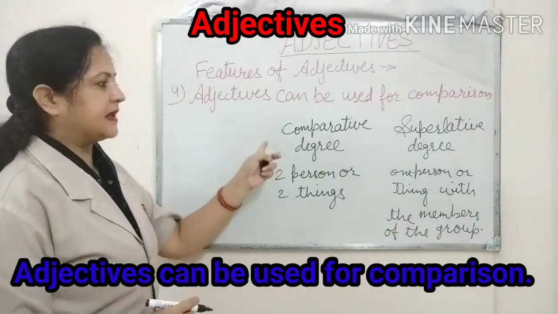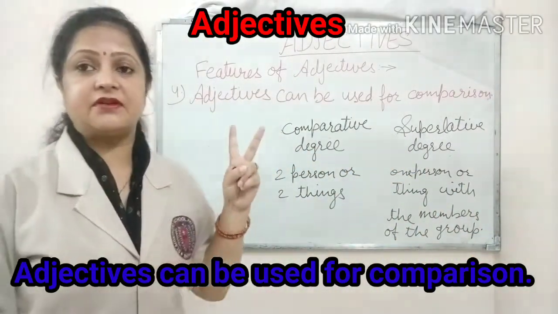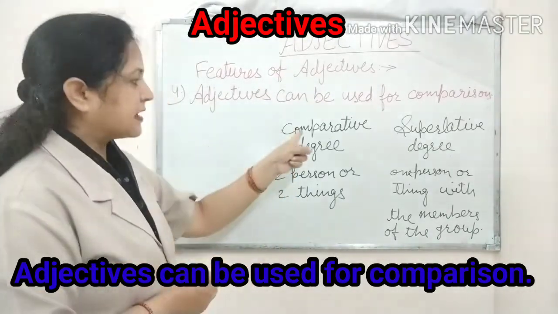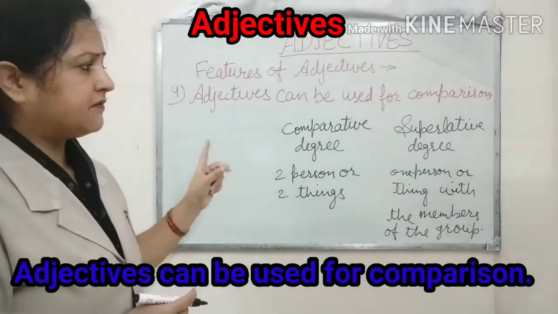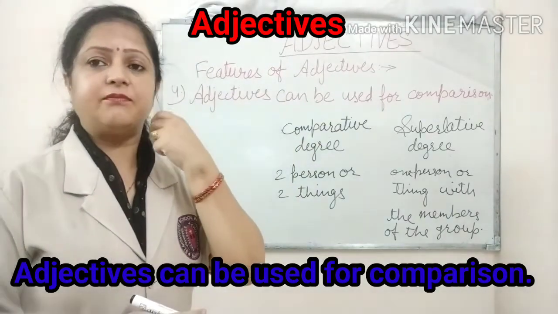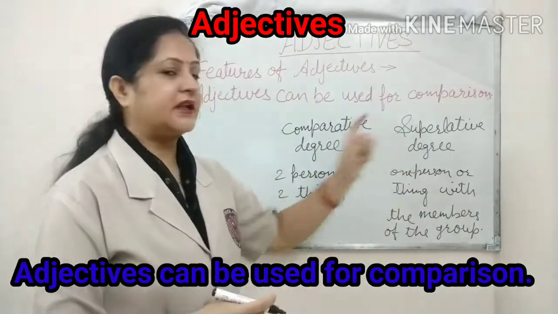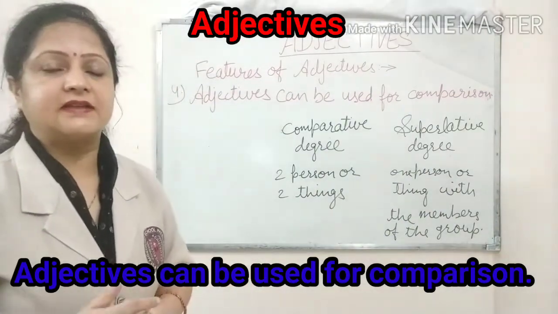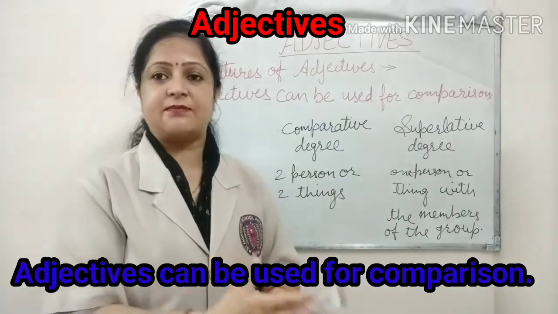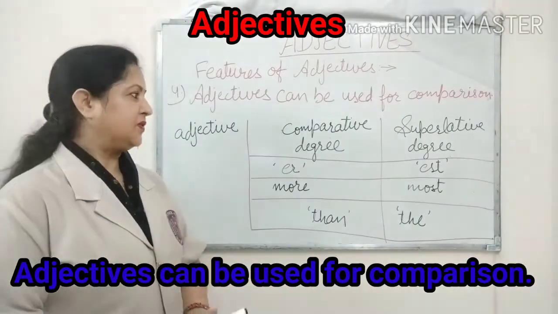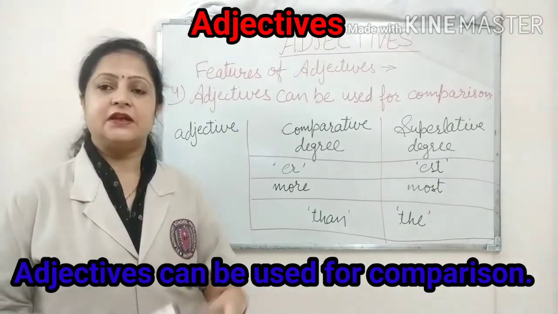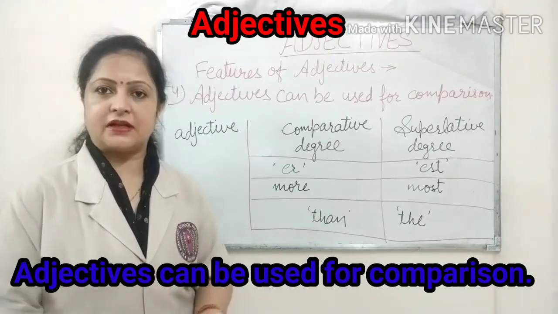So this is our comparative degree. When we make comparison between two people, when we compare the qualities of two people, we use the comparative degree. And when we compare the quality of one person with more than one people, then it is called superlative degree. So here are some rules to use comparative and superlative degrees to compare two things or more than two things. I am just going to explain those rules now.